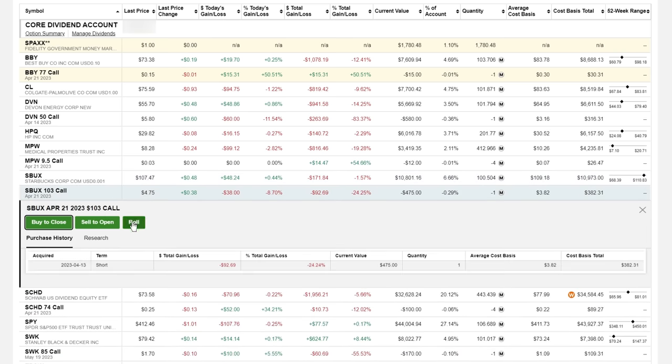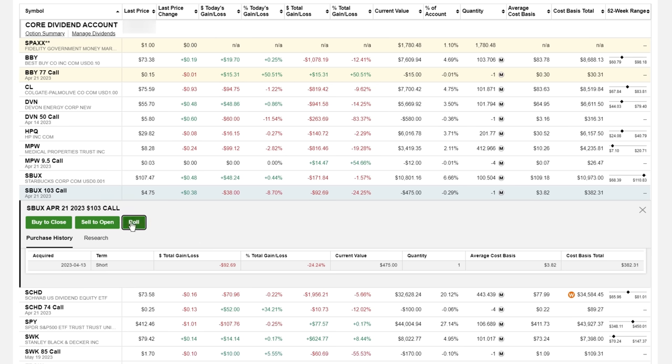If I go here and I go to roll the option. Now I could choose to just do nothing here for a week and then just see if it expires in the money or not. And then I would either get assigned or the option would expire worthless. Though at this point, the odds are it's gonna get assigned. Or I could buy to close. But if I buy to close, I'm gonna have to pay market price right here, $4.75 per share, which is gonna cost me $475 when I only initially collected $382. So that would be a loss of approximately $100, or I can roll.